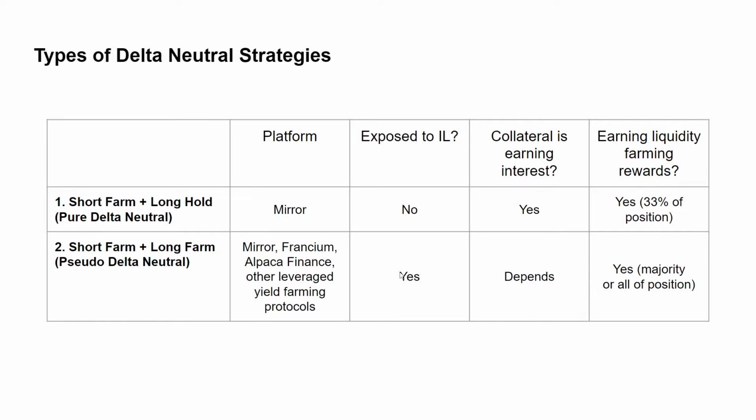So in this strategy, I am exposed to impermanent loss, and the collateral that we are using may or may not be earning interest. In the case of Mirror, it will be. In any other case, if I'm manually borrowing some token with collateral, then that collateral could potentially still be earning interest. It all depends. And finally, is it earning liquidity farming rewards? The answer here is yes. That's the whole point of this strategy: to not care about the price action of whatever tokens are in the pool. I just want the liquidity farming rewards.